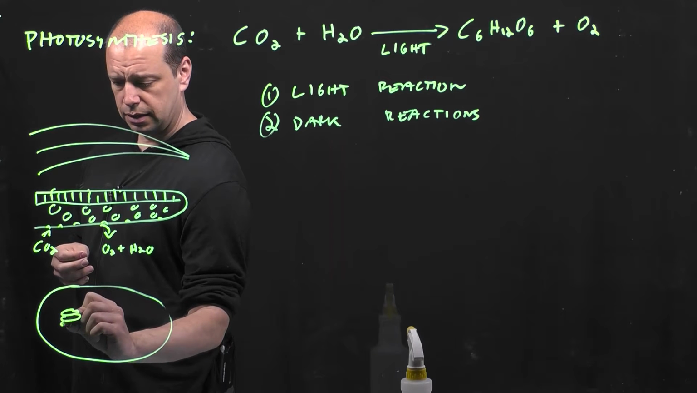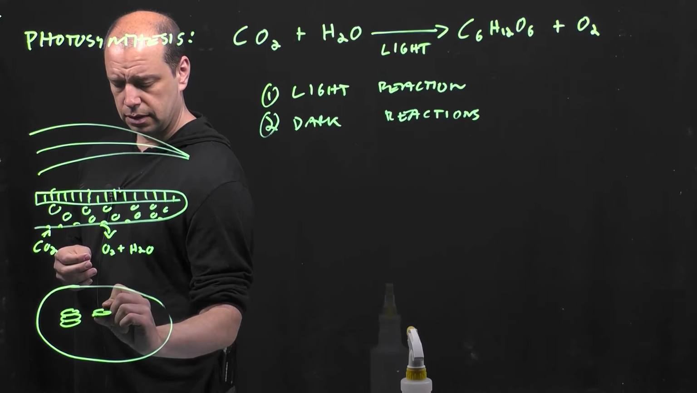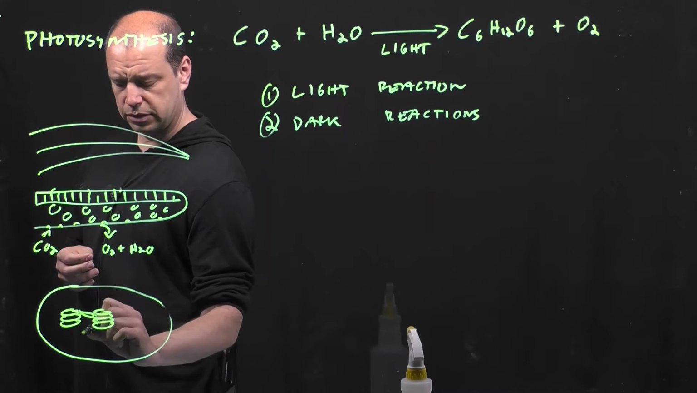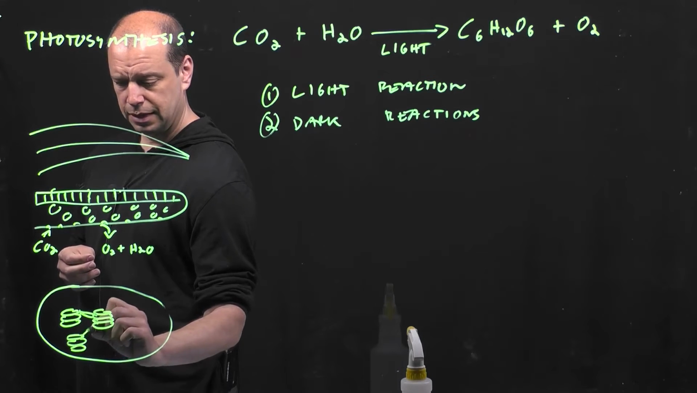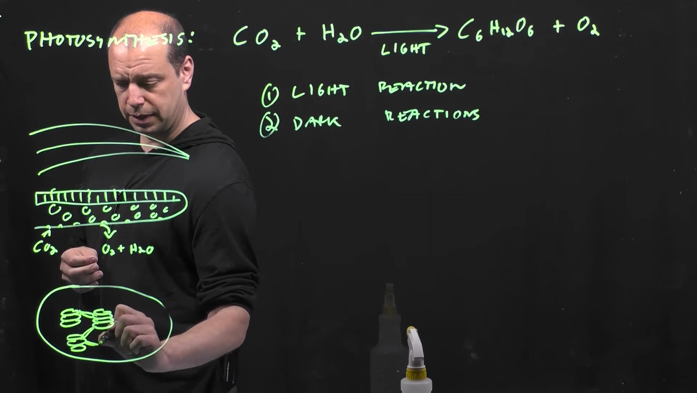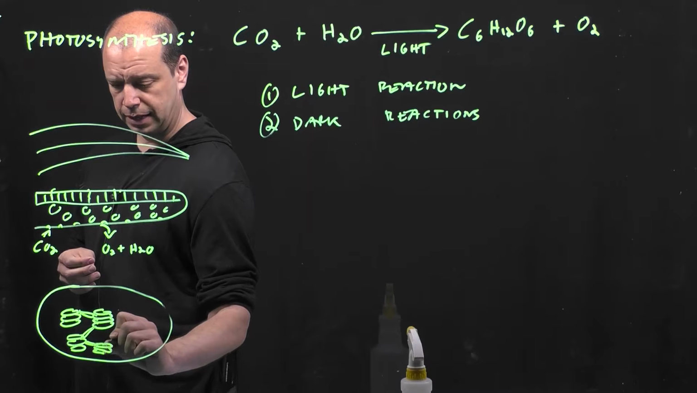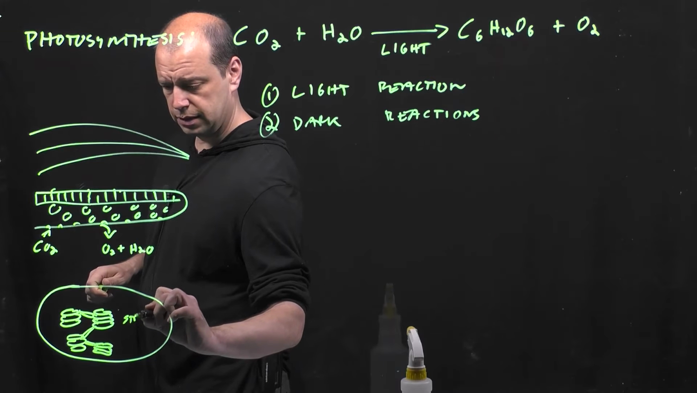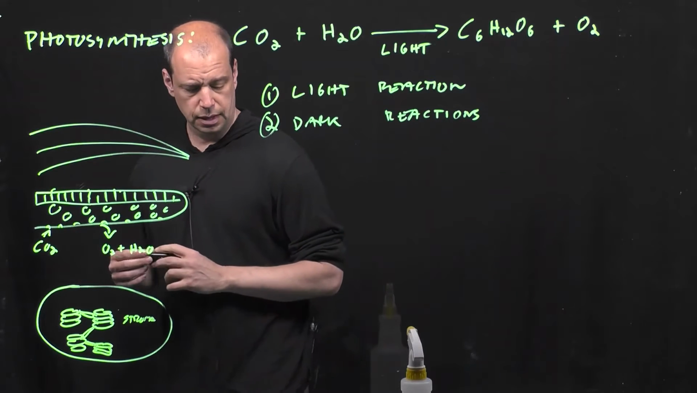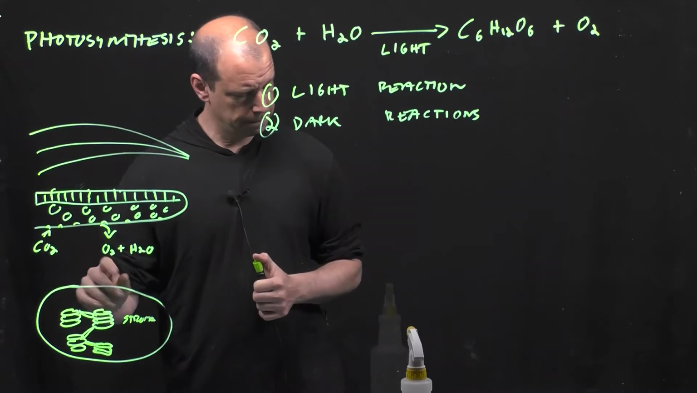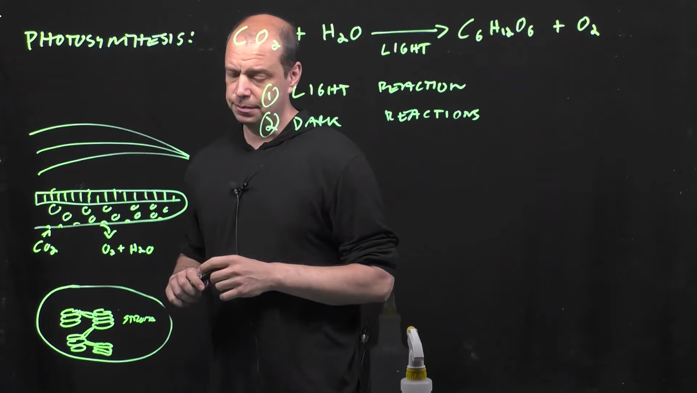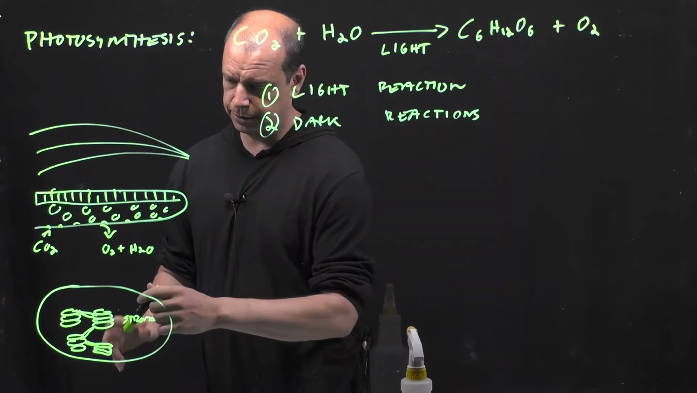And the key structure here are these stacks called grana, which are bound by a thylakoid membrane. They're kind of like stacks of pancakes that are connected by bridges that are also made of pancakes. And the lumen of the cell is called the stroma, and then the thylakoid membrane binds the grana. So the first part of the reaction, the light reaction, takes place on the surface of the thylakoid membrane.